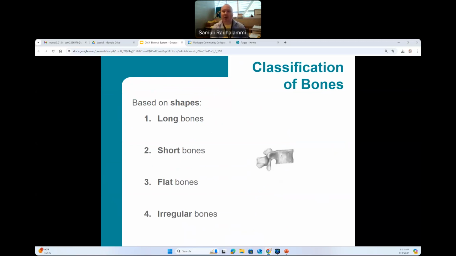I do want, though, at this point to acknowledge that sometimes it might be unclear where the bones actually really fit into this classification to four shapes. It's not a perfect classification system, but it's a system that's fairly commonly used, so I wanted to introduce that to you. Moving onwards, let's have a look at another way of classifying bones.